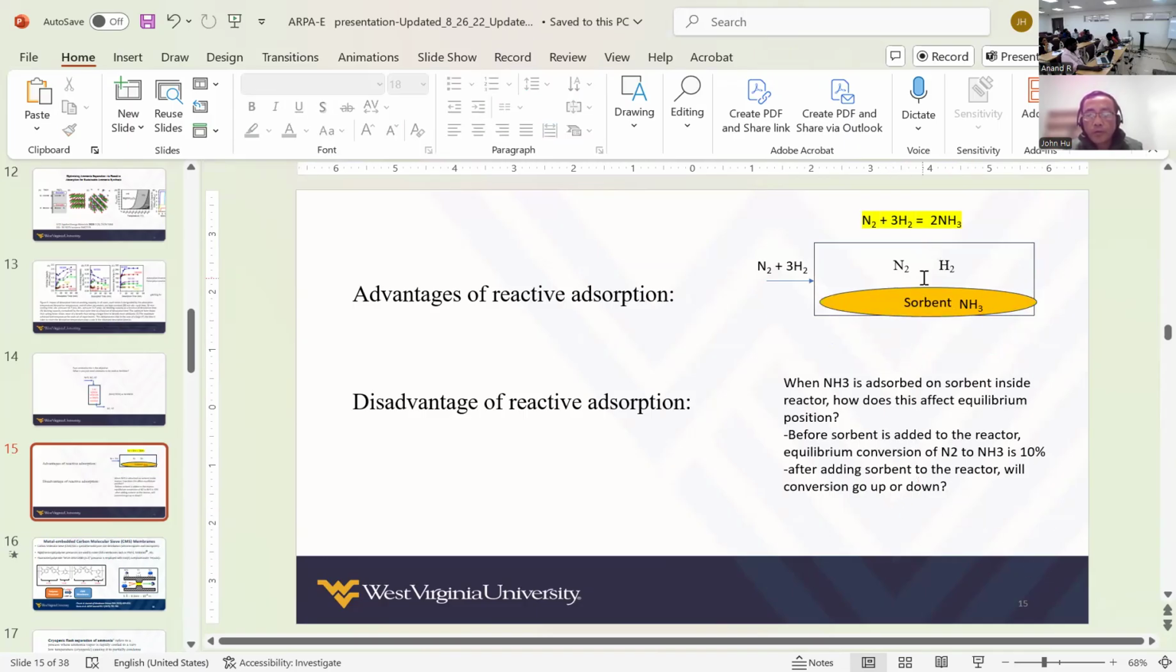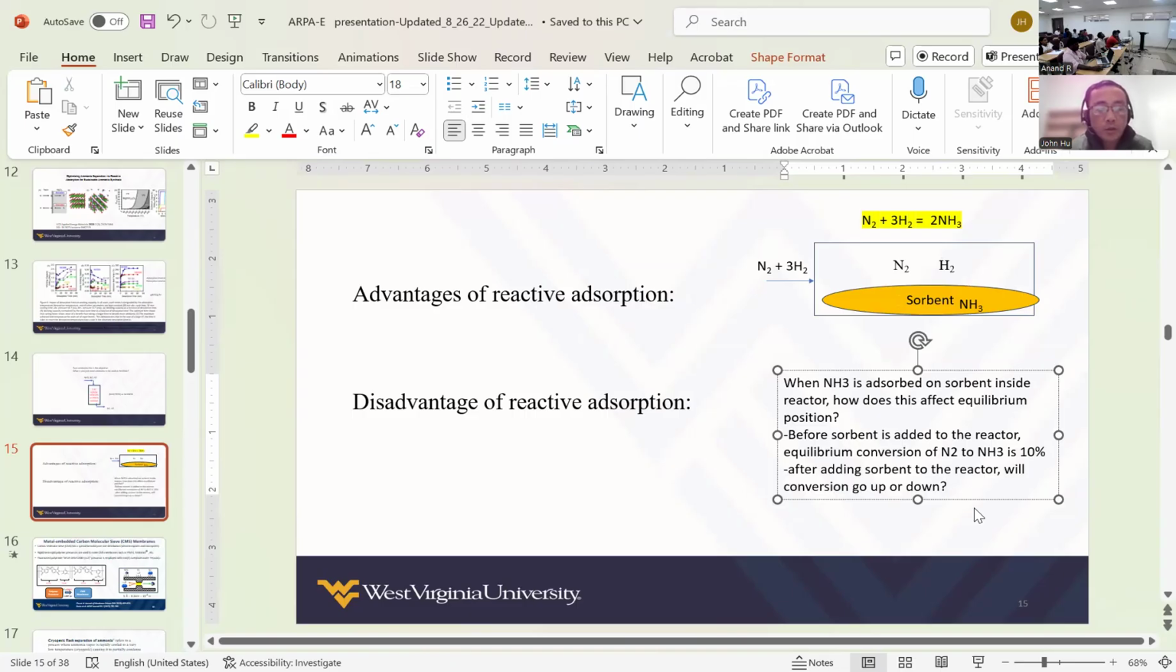So the first question before that, okay? It's before, and then after. Will the conversion go up or down with the solvent? This is called the equilibrium position change. Someone say go up, all right? Conversion will go up. Yes. Why? That's called the equilibrium change.